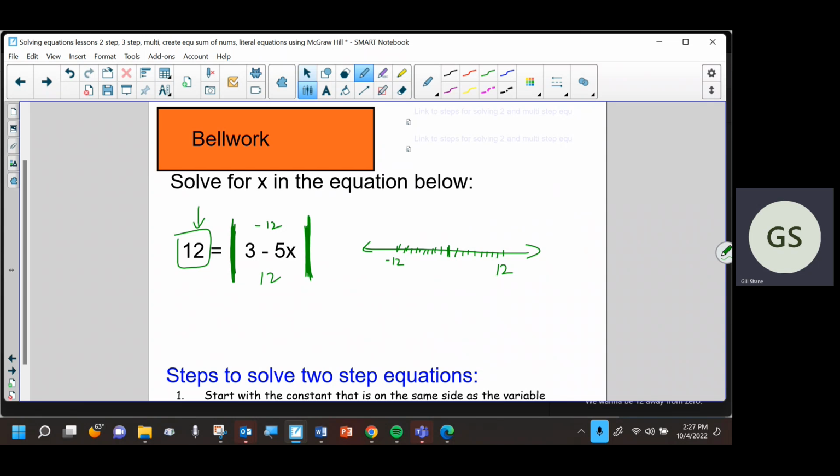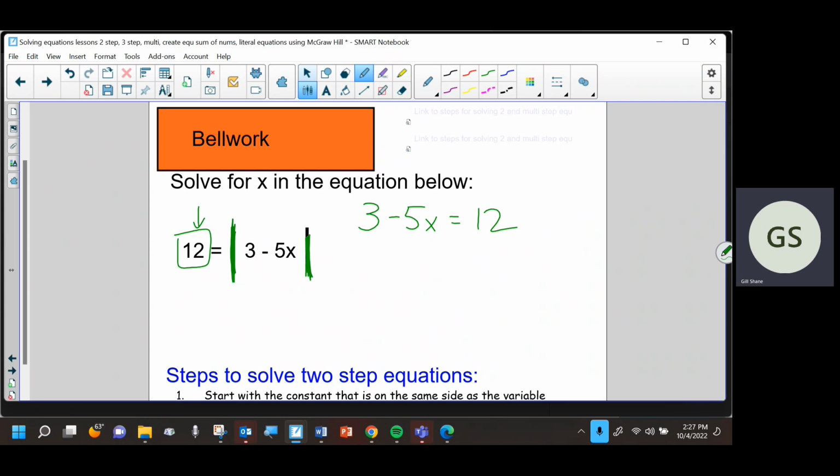So I have to really solve this equation twice. I have to solve it once as if my equation was set up like this: 3 subtract 5x equals 12. Because we said positive 12 is 12 units from 0. So I'm going to solve this out. It's just a normal two-step equation.